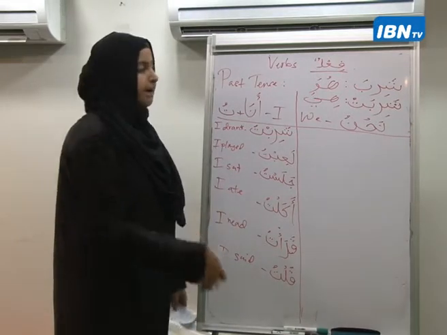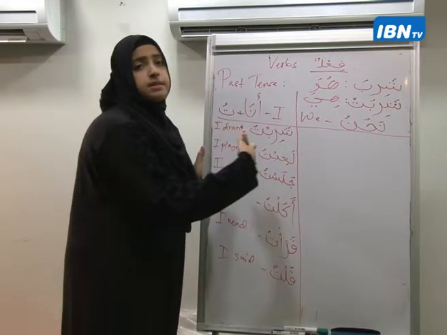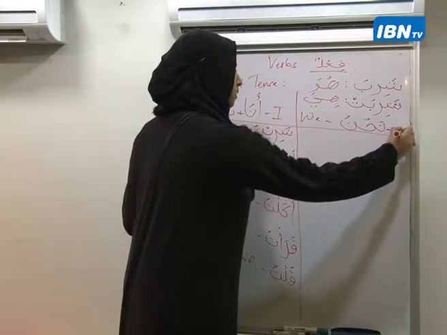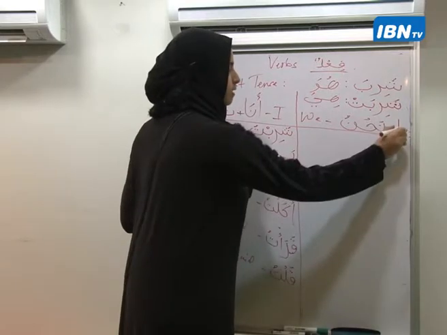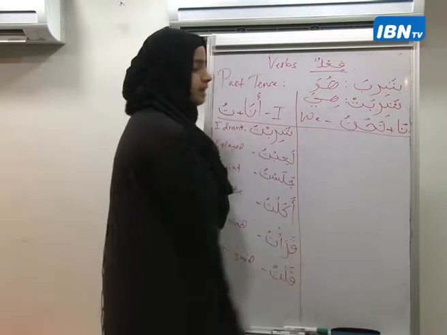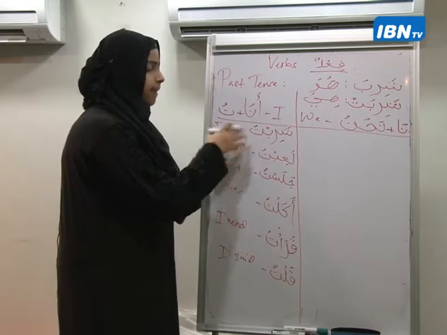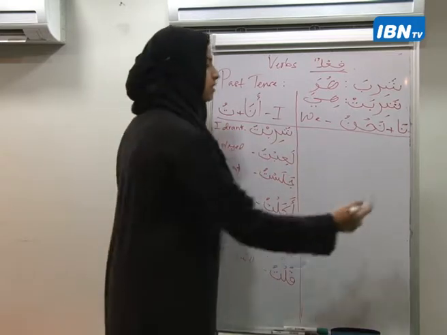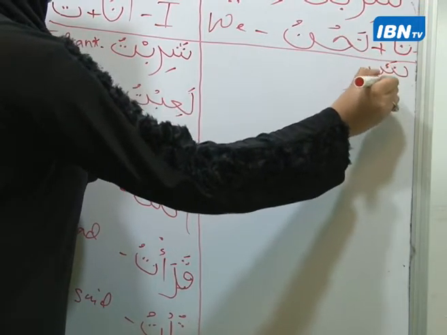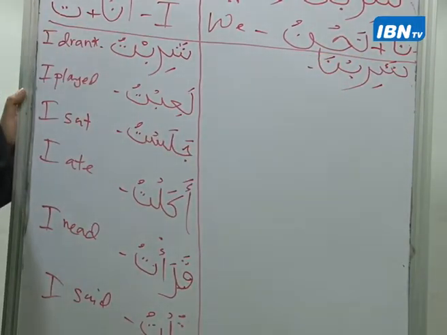So we are done with ana. Now we go to nahnu. If I want to change I drank to we drank, I'm going to add a noon with an alif, and that is going to carry an accusative. So I drank, sharibtu, becomes sharibna, meaning we drank.